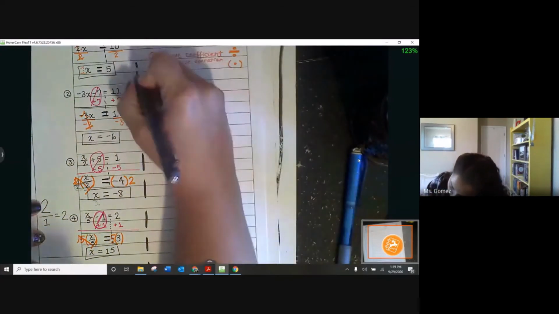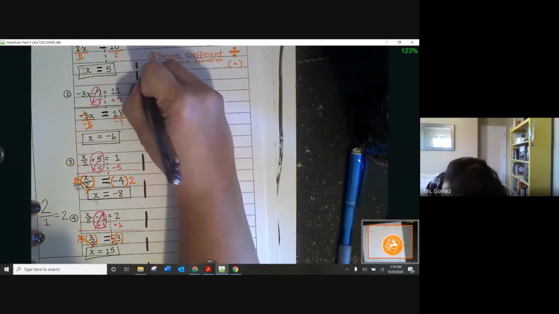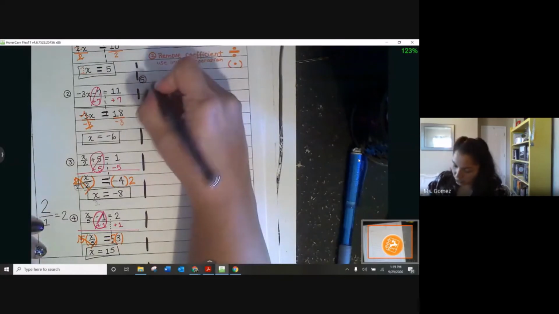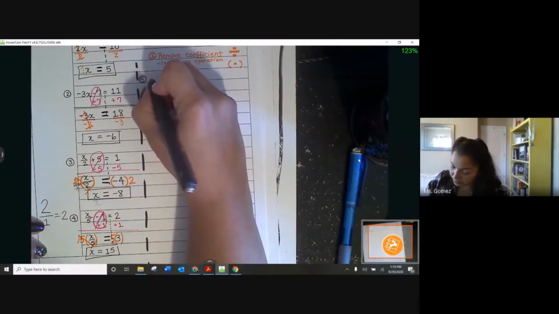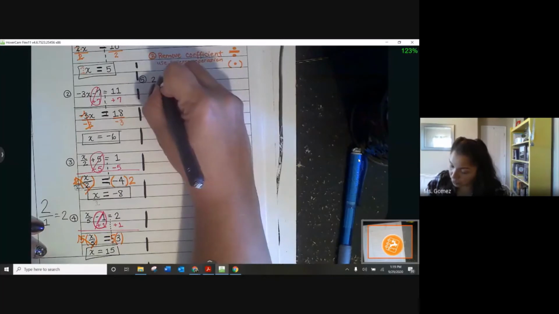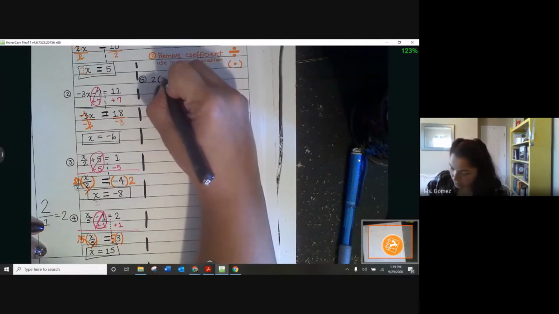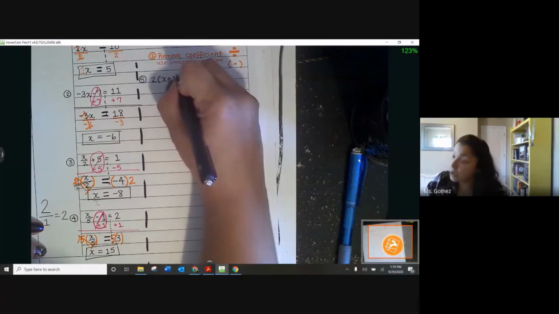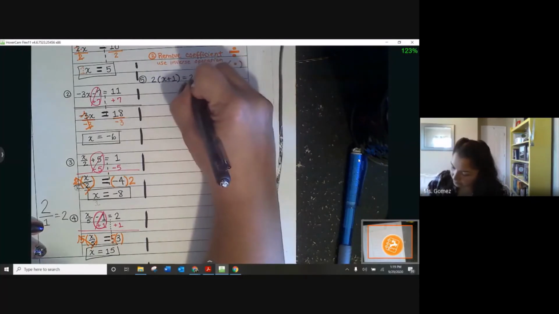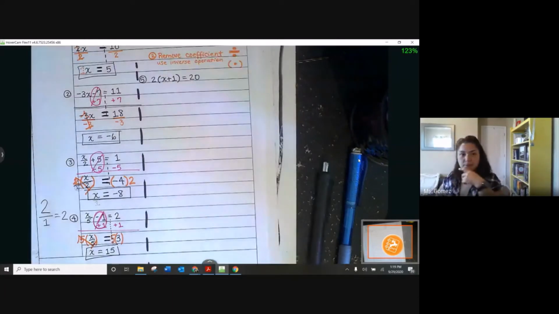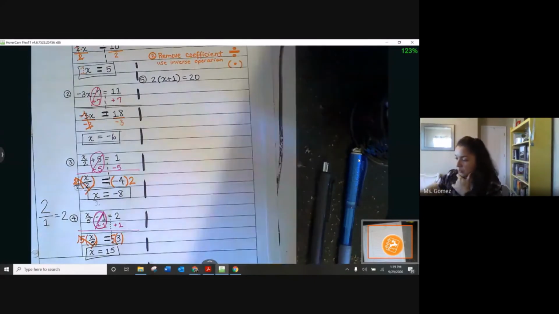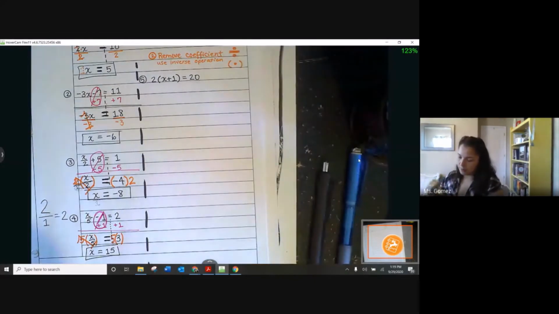This is number 5. And number 5 has an extra step. It says 2 parentheses x plus 1, close it, equals 20. There's an extra step now that I have to do that I didn't have to do before. What do those parentheses mean?